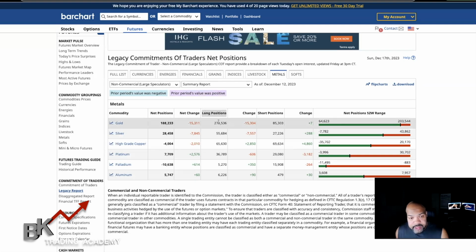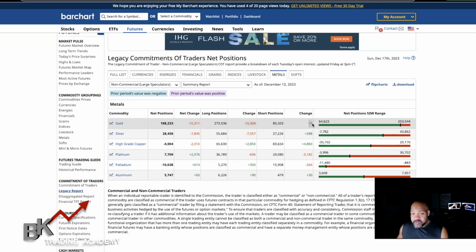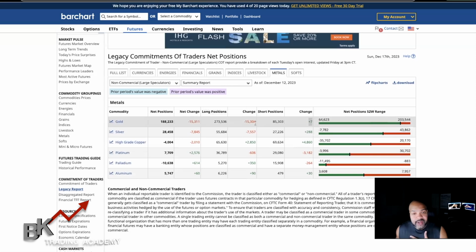So let's look at our long positions here. They have 273,000 contracts here. The change from the previous week is that they exited 15,304 contracts, and they only added 7 buys. That tells you right there that they've actually sold contracts. So if they're selling contracts, I want to sell contracts too.